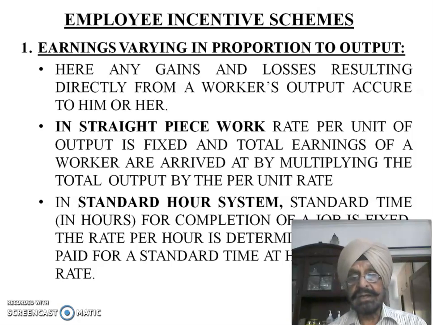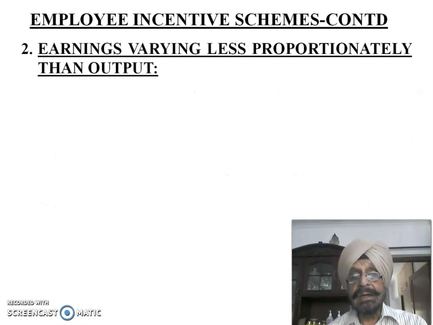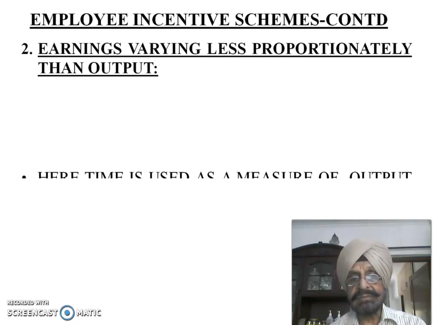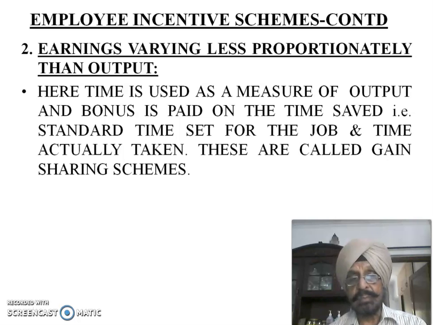So this was the first, that is earnings varying in proportion to output: straight piece work, and also the standard hour system. Now the second was earnings varying less proportionally than the output. So here it is not directly proportional, but less proportional. Let us see what this means in those particular systems. Here time is used as a measure of output, and earnings or bonus is paid on the time saved. The standard time set for a job and the time actually taken, these are called gain sharing schemes. So if you are taking less time to do the job compared to the standard time, then you get gain. That is, you will be able to produce more items in the same time. As a result, we call it gain sharing.